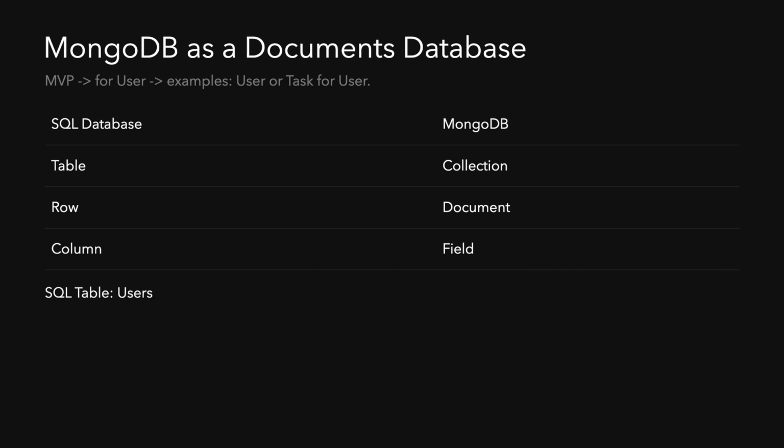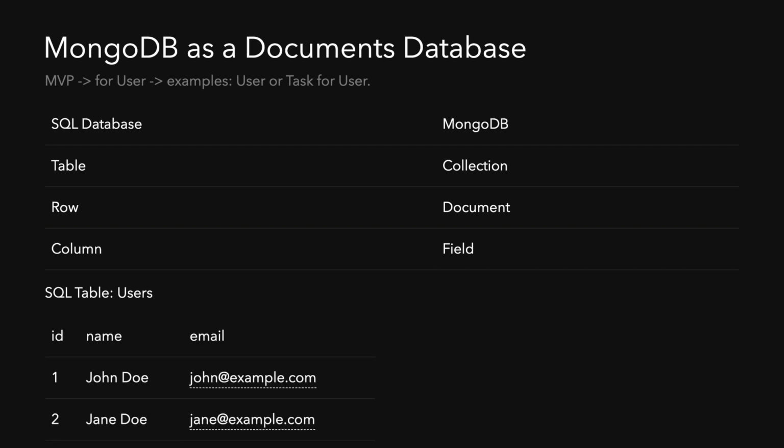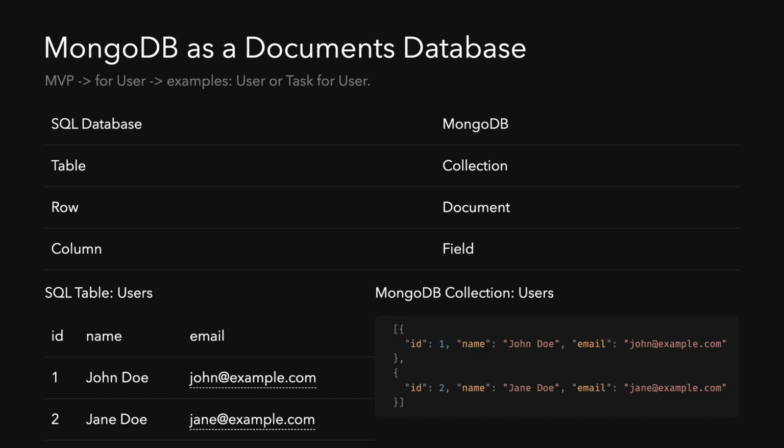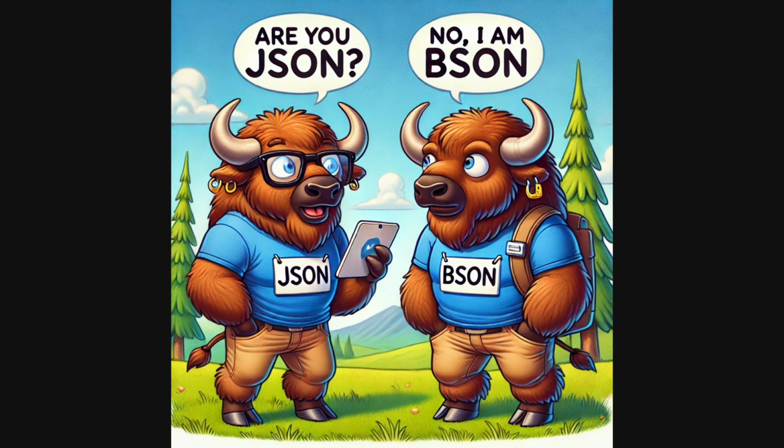We have an SQL table, for example users, and we have two users. We have ID, name, email. It will be in a MongoDB collection. We can see that we have a list of two users, JSON users. But sorry guys, it's not JSON. It's BSON, and I will tell you why and what is the difference between them.